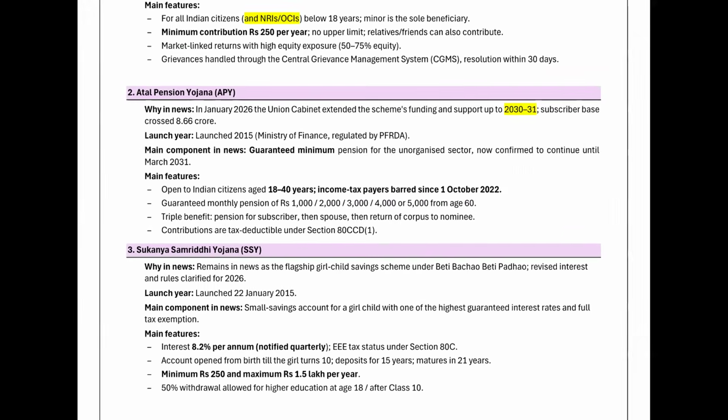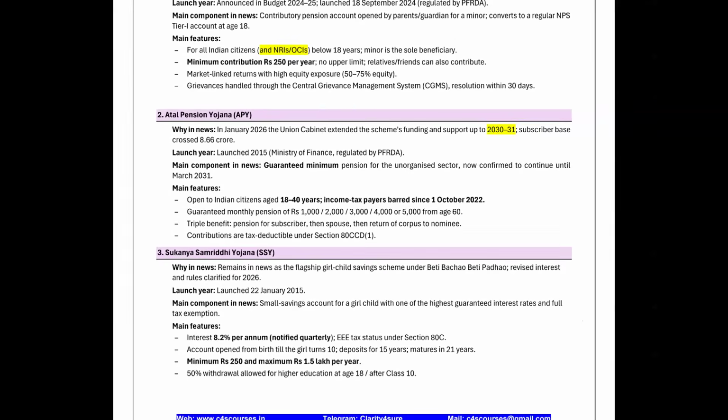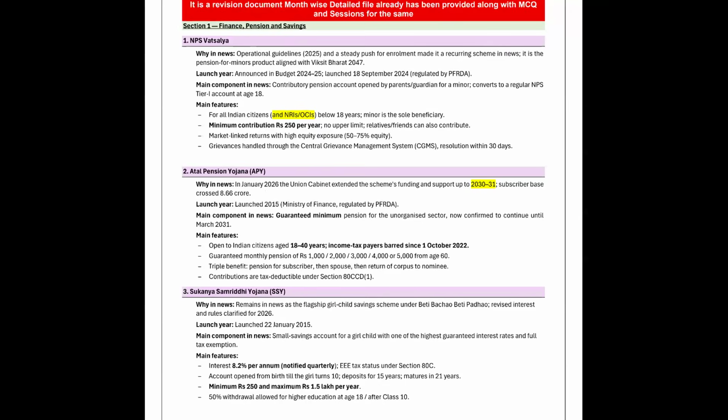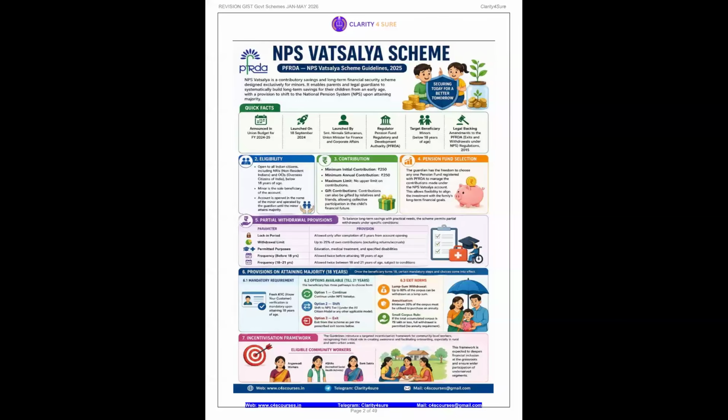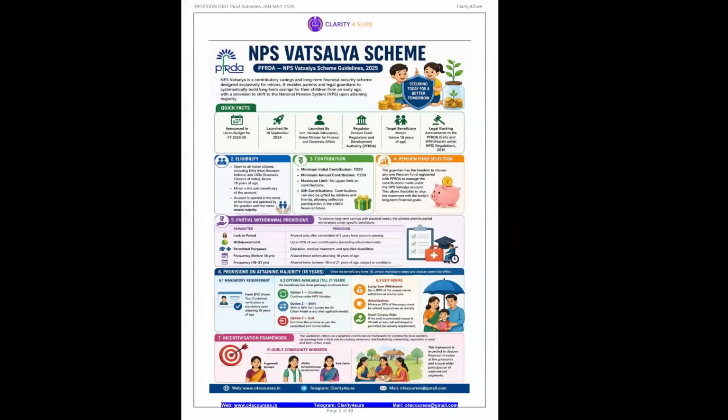Is it clear? The first three schemes, all under the Ministry of Finance, are clear to you. Is it clear? Indexation 1, that is finance. Is it clear to you? Right. Now, this is a mind map. After the class, you should watch it.